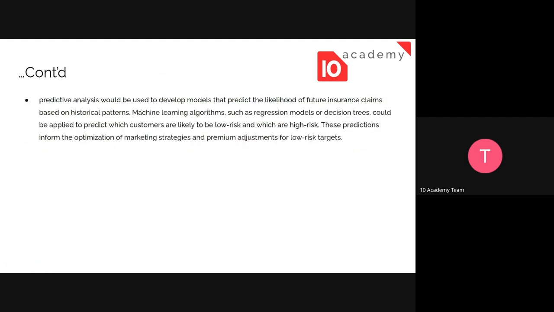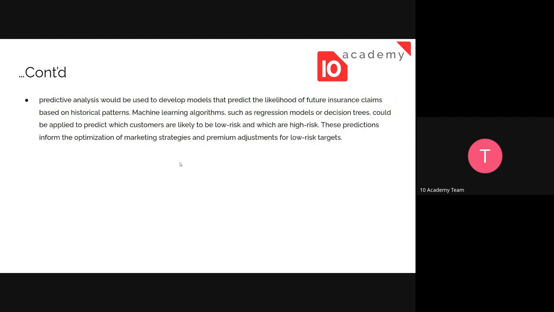So the predictive analysis would be used to develop models that predict the likelihood of future insurance claims. Again, this is the specific case for this project: a future insurance claim based on historical patterns. So how much insurance claim might we have next year? It's going to be really major information for the company. And then a machine learning algorithm, such as a regression model, or we can use different types of models, like a decision tree, in order to make the prediction. Actually, you're going to see the details of what type of models we should use in other tutorial sessions.